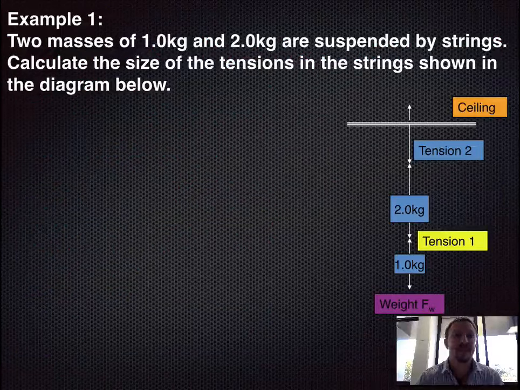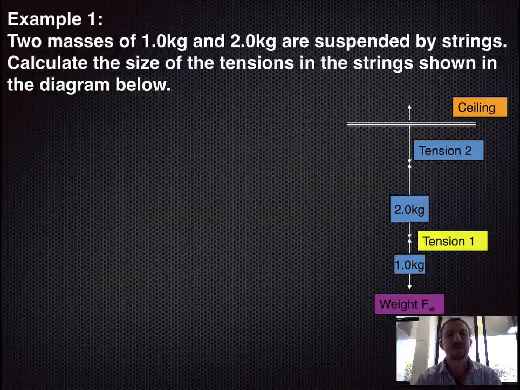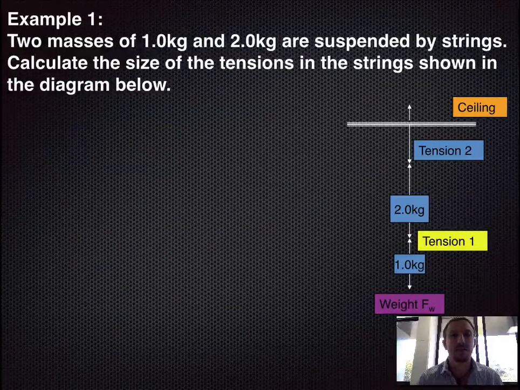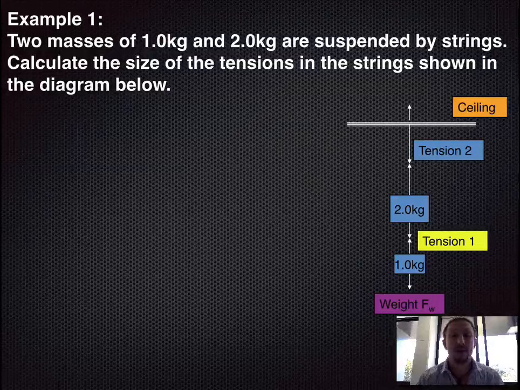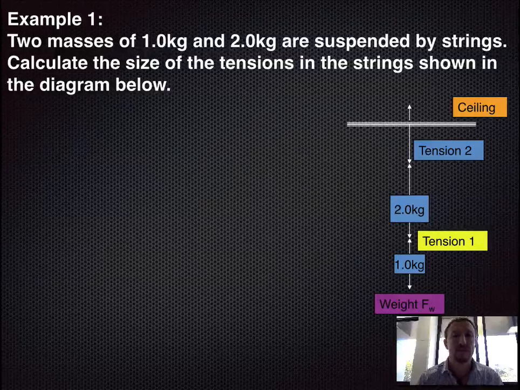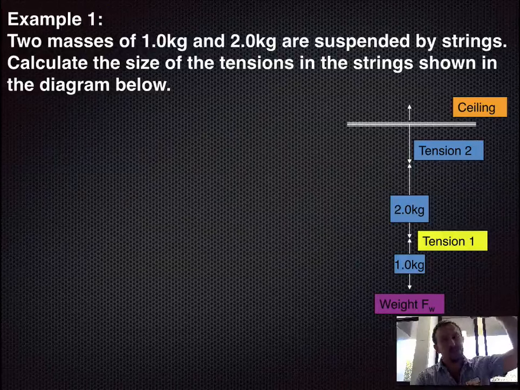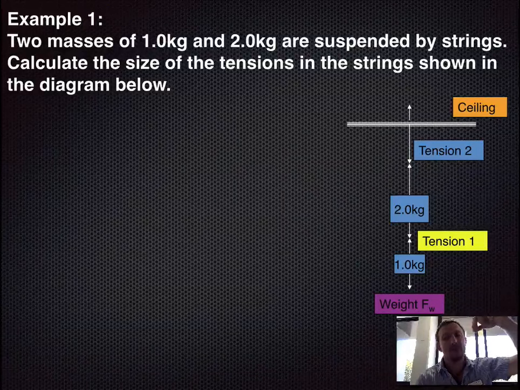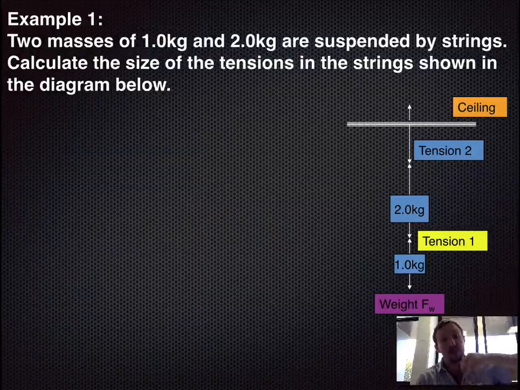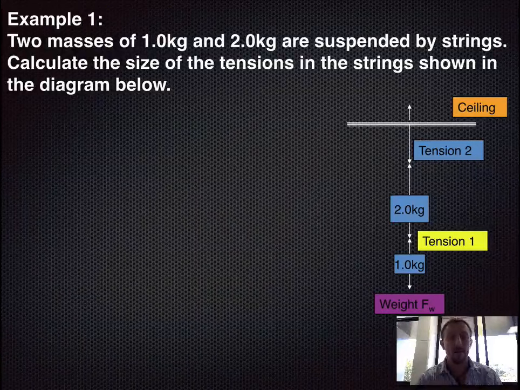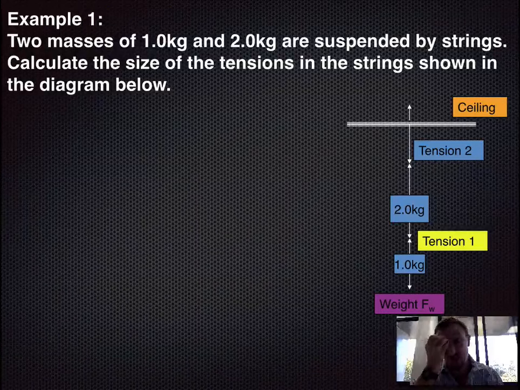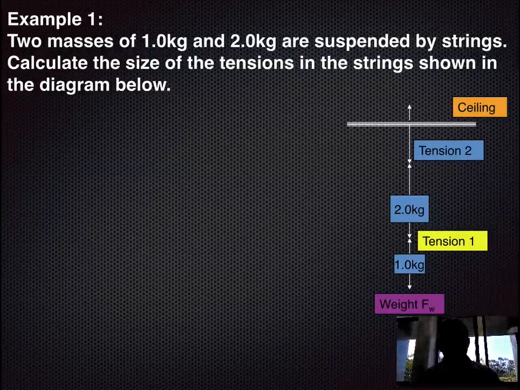So let's look at a quick example. In this example we've got a 1 kilogram and a 2 kilogram mass which are basically suspended by springs. The 2 kilogram mass is suspended from the ceiling, and then there's a 1 kilogram mass which is suspended beneath the 2 kilogram mass, as shown in the diagram. We've got to calculate the size of the tensions in the two strings.